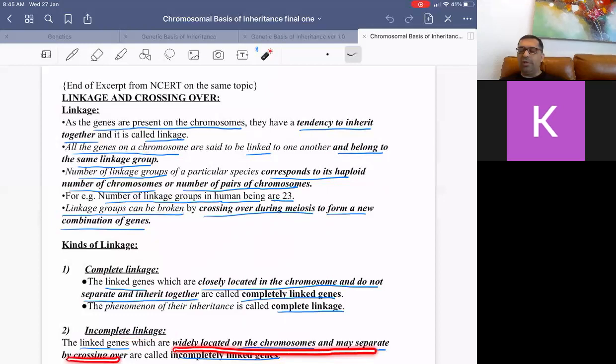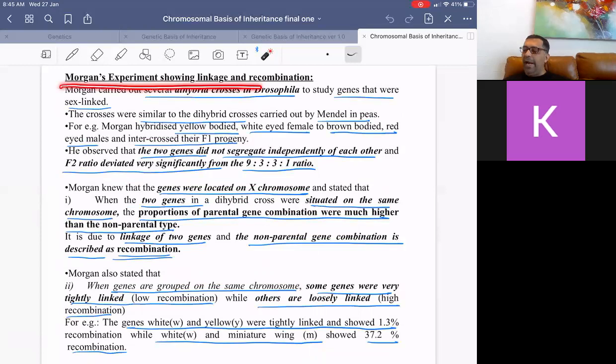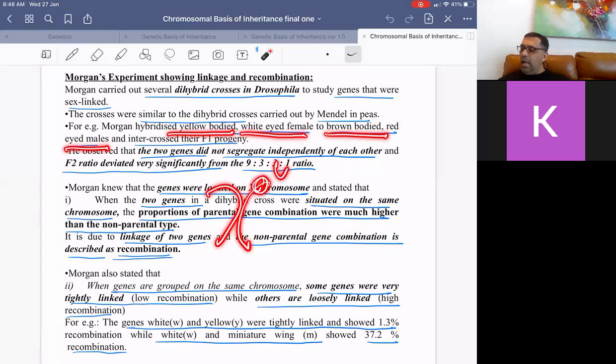So, we have complete linkage and incomplete linkage. Sir, इसका एक superb example था Morgan's experiment showing linkage and recombination. Morgan carried out several dihybrid crosses in Drosophila to study that genes were sex-linked, similar to Mendel in pea plants. Morgan hybridized yellow body and white eye female to brown body and red eye male.